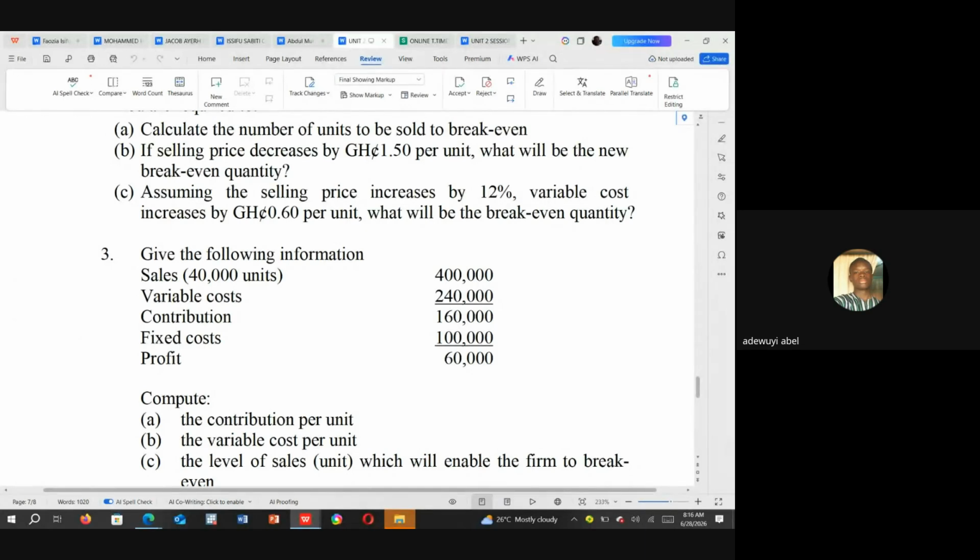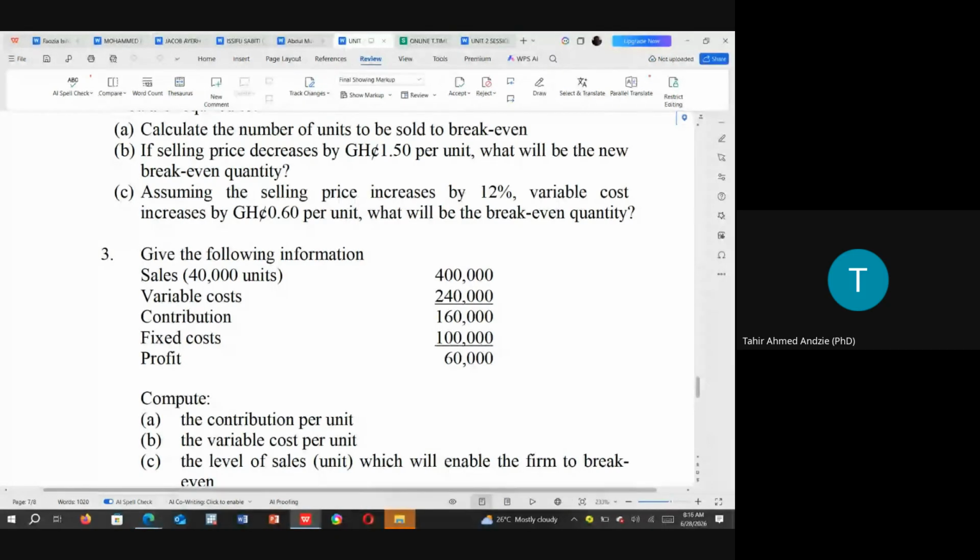Sir, yes, it's 15. So if it increases, we add the 12% to 15. But I'm saying that the best you can do, instead of calculating the 12% on 15 and adding, is just multiply the 15 by 1.12, right? 1 is 100% plus the 12%. So you multiply 15 by 1.12. That will give you the same thing.